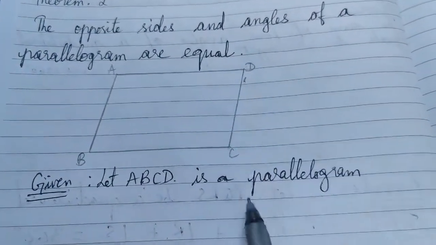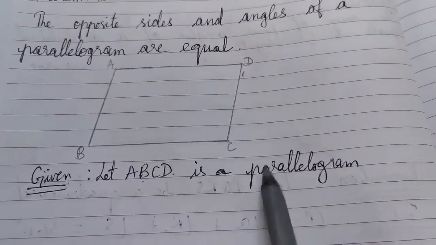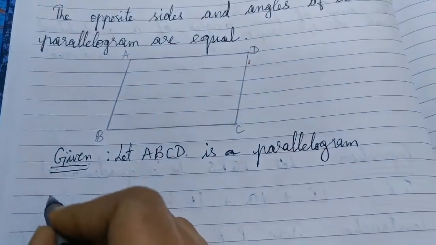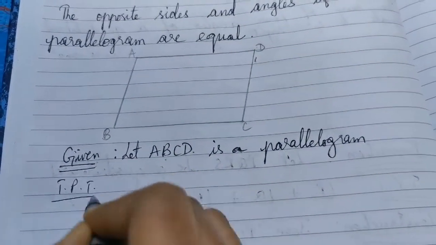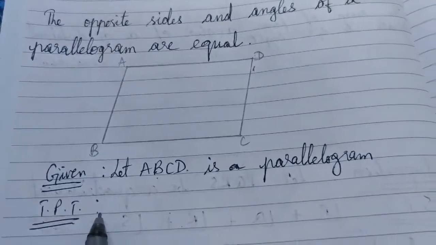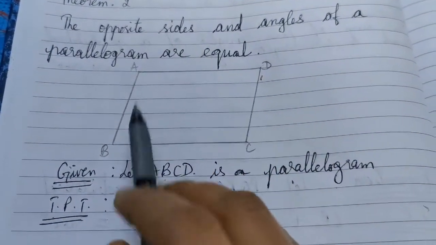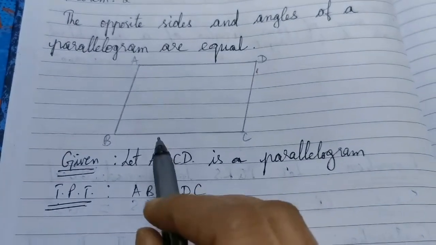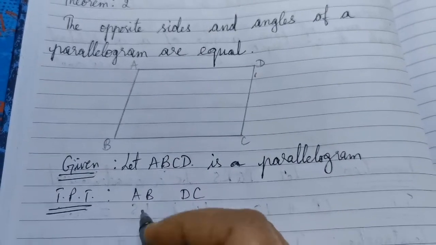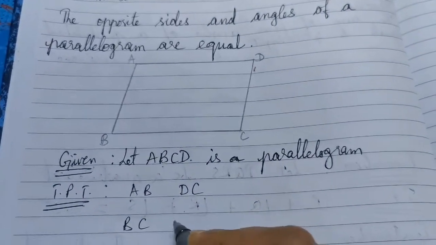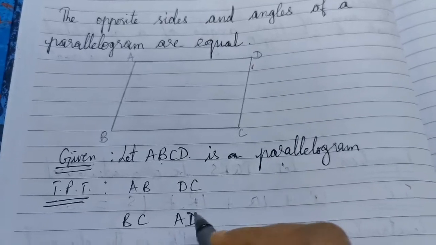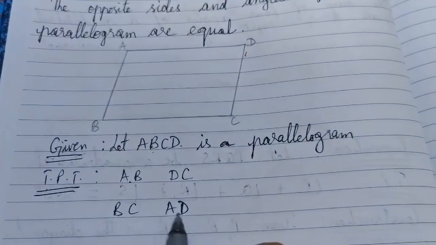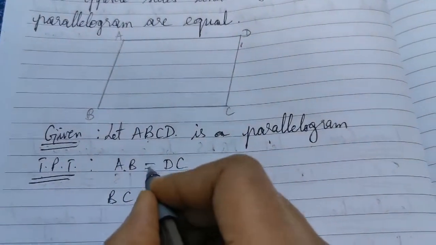So what should we prove here? We have a parallelogram, and in this parallelogram what is to be proved? The opposite sides and the angles of a parallelogram are equal. To prove that the opposite sides, what are the opposite sides? AB and DC are opposite sides, and another pair of opposite sides are BC and AD. We know that a parallelogram has two pairs of opposite sides. So AB and DC is one pair and BC and AD is another pair. So we have to prove that they are equal.